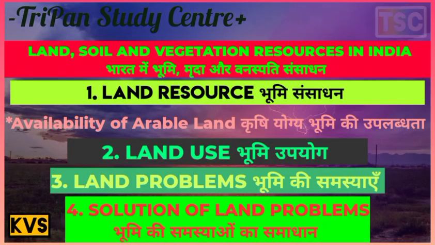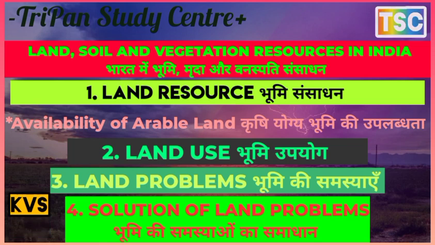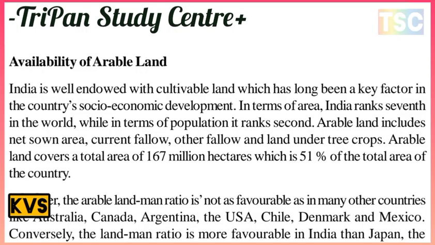Next, the availability of arable land. India is well endowed with cultivable land, which has long been a key factor in the country's social and economic development. In terms of area, India ranks 7th in the world. You know that India ranks 7th in the world. In terms of population, it ranks second.